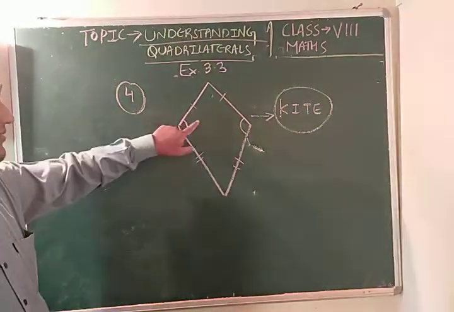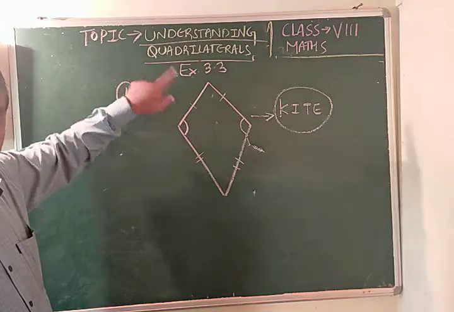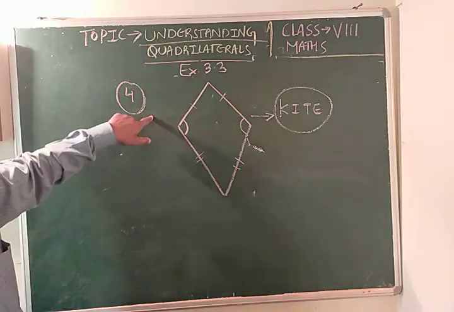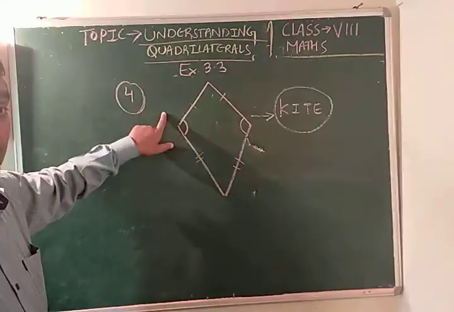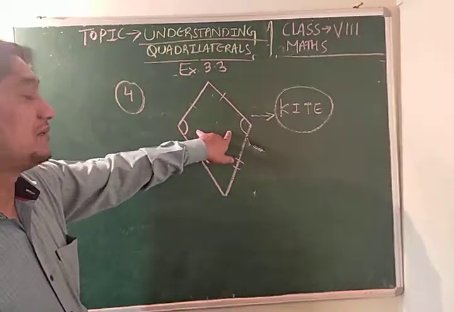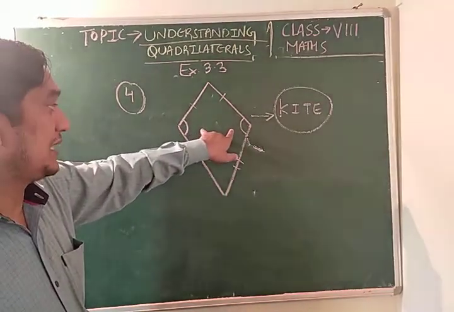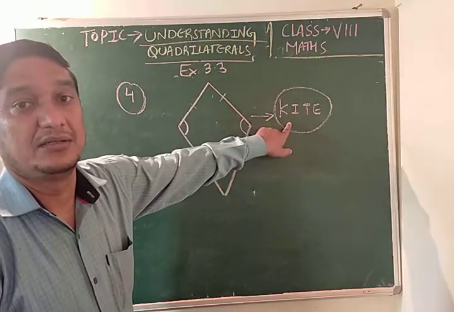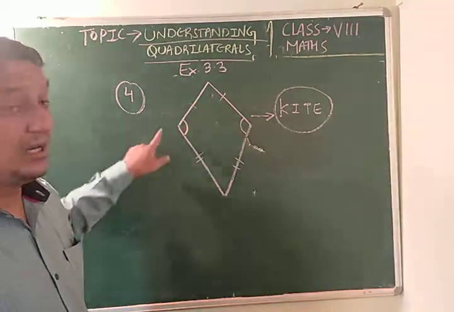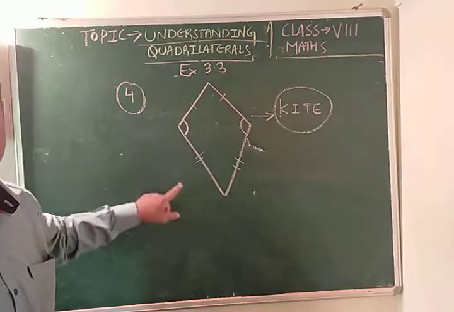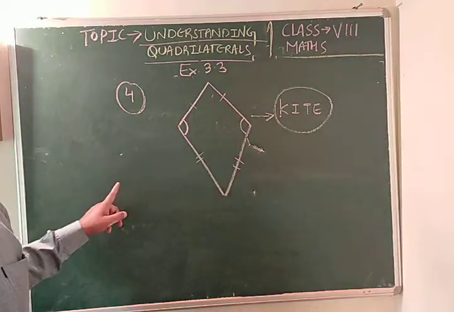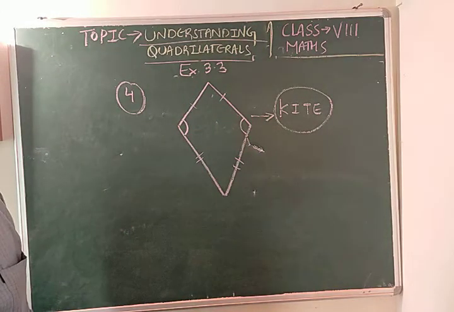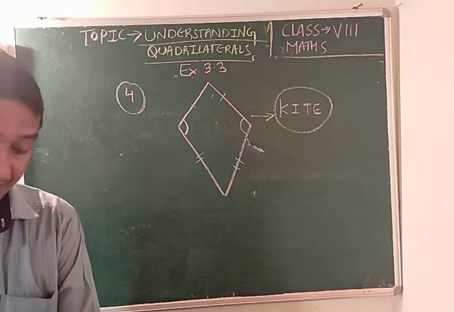The kite is an example for this question. A rough sketch that we can draw for this condition, in which the quadrilateral is not a parallelogram, but the pair of opposite angles are equal, is the kite. Children, you have to learn all the properties of these types of quadrilaterals. Now comes question number 5.